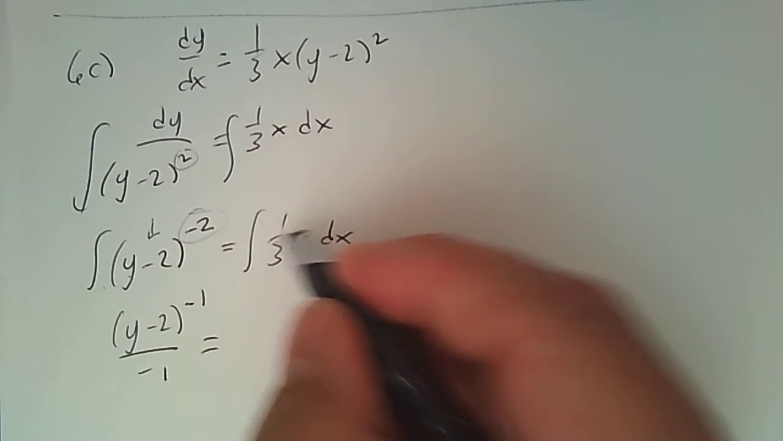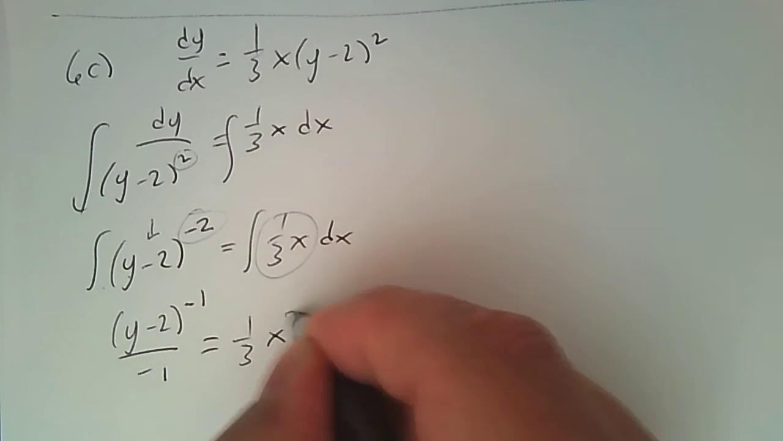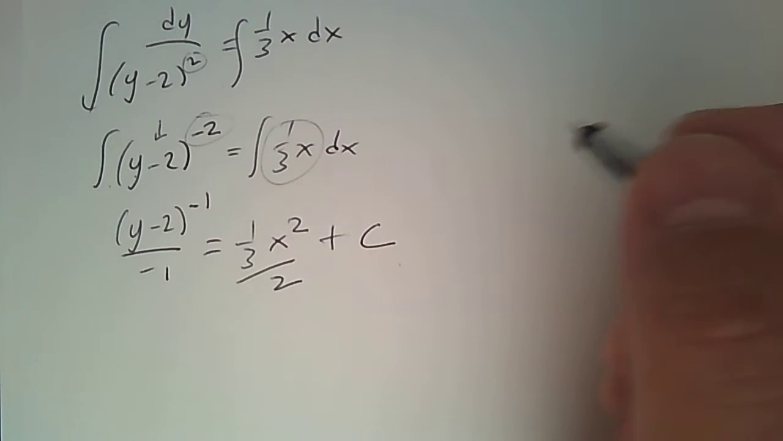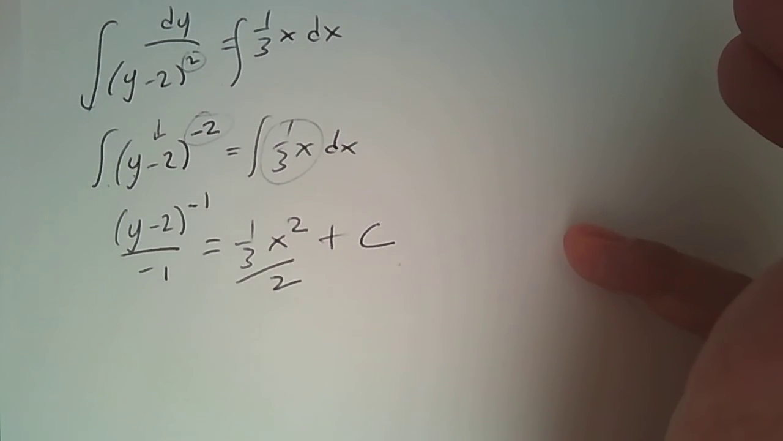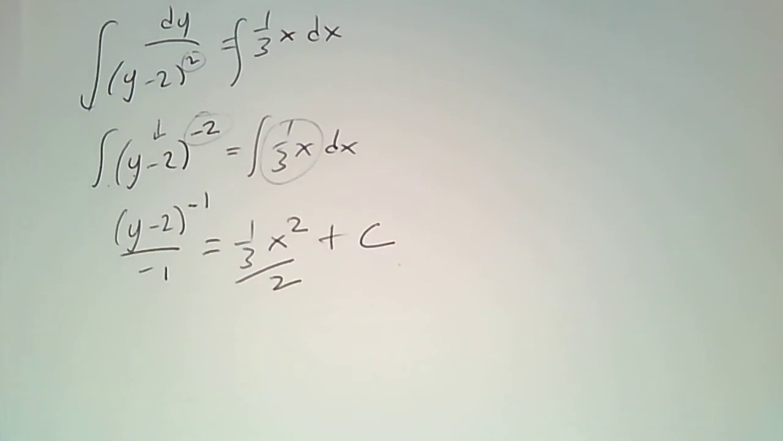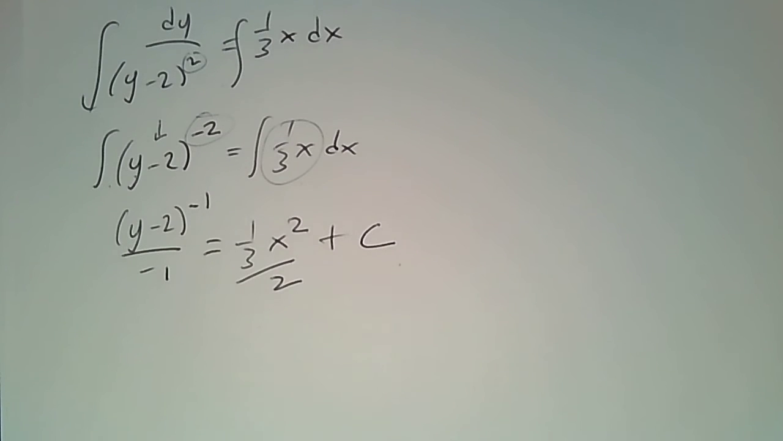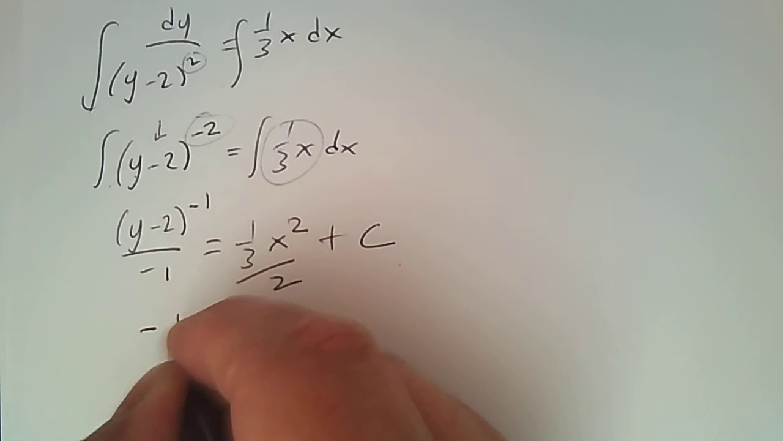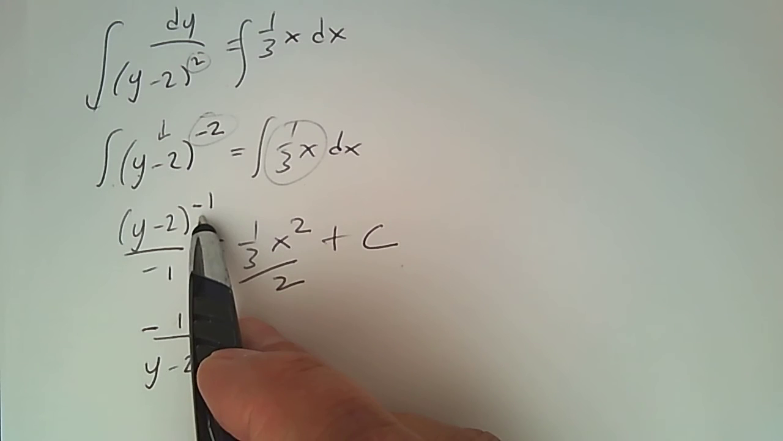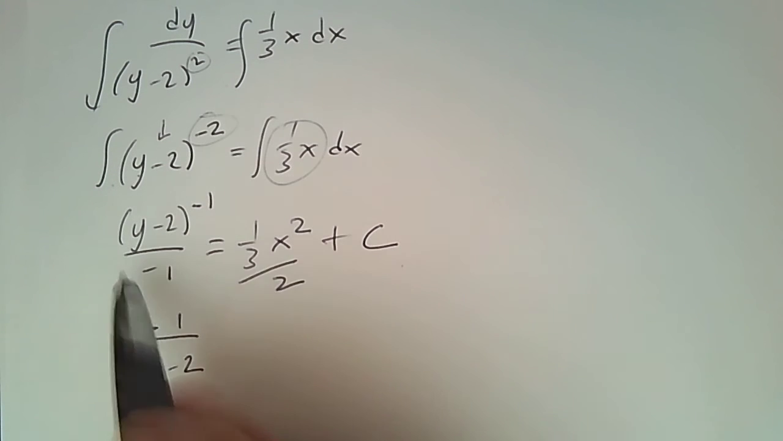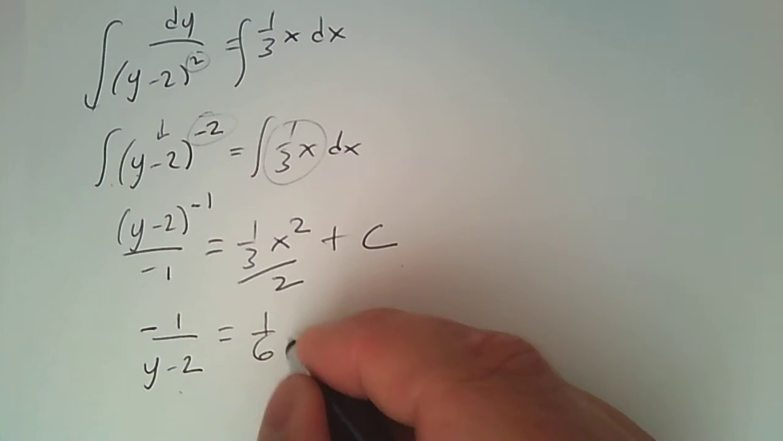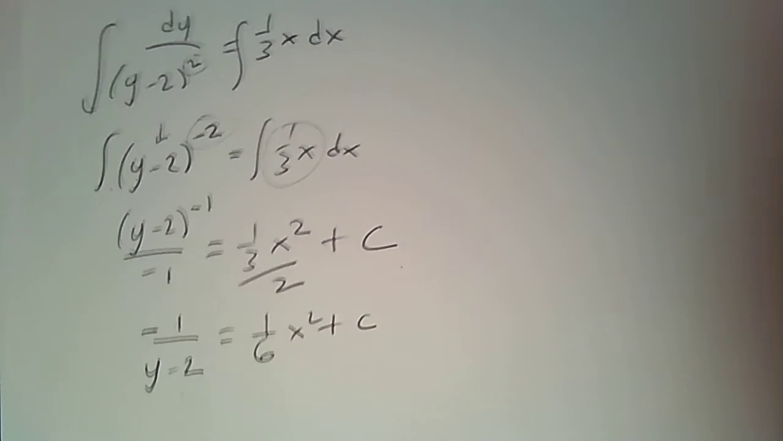On the other side, we're going to do the anti-power rule again. We're going to add 1 and divide, and then the constant. So we're going to simplify it, and then we have a point to plug in to find what the constant equals. So now I'm going to go back and write it so the algebra might be a little bit simpler. I'm going to write this as negative 1 over y minus 2. So y minus 2 to the negative 1 just means it goes in the denominator, and this whole fraction is negative, so that's why it's written that way. This, to put it together, is 1/6 x squared plus c.